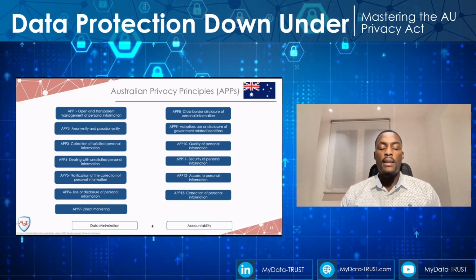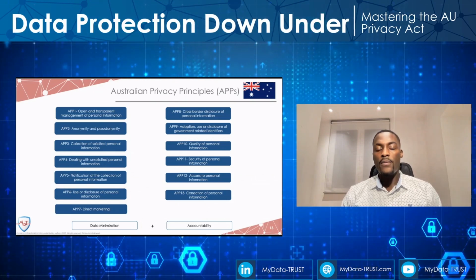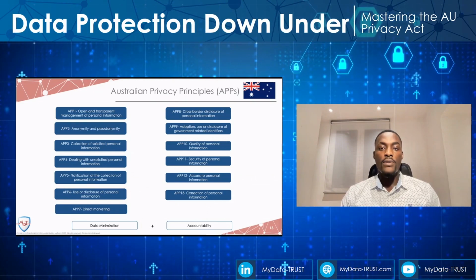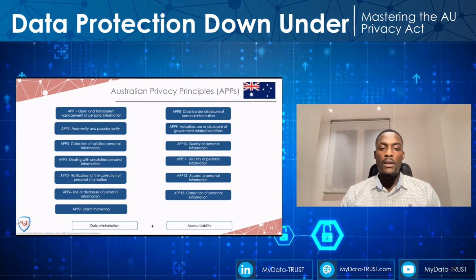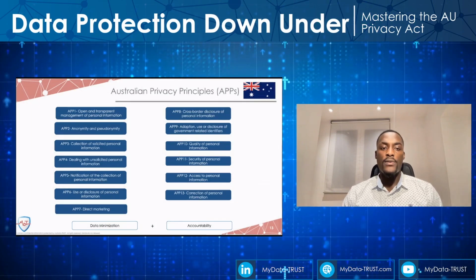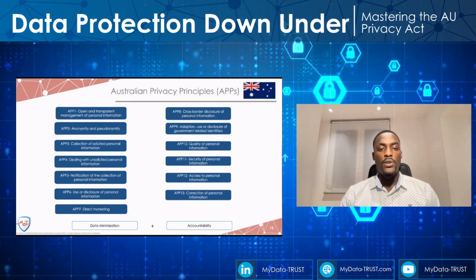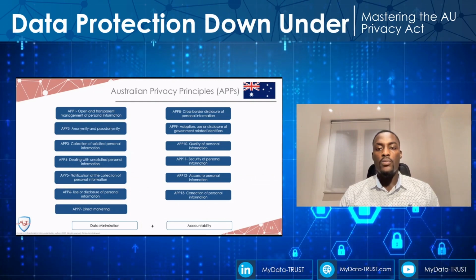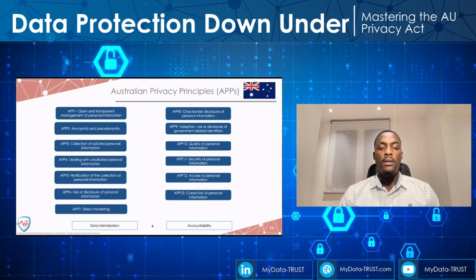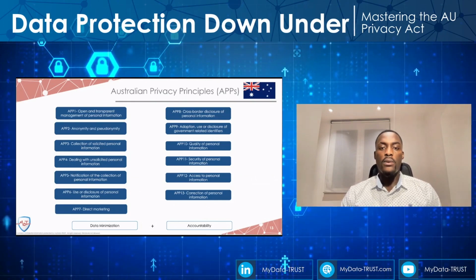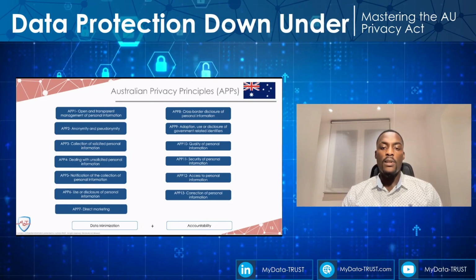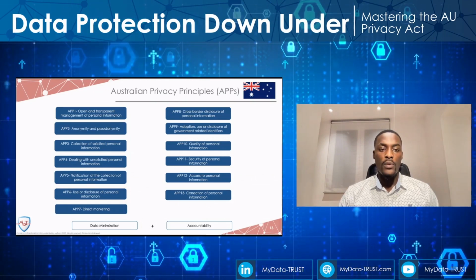So basically, if you are within the scope of the Privacy Act, you will have to comply with all of these 13 Australian Privacy Principles. For example, Australian Privacy Principle 1, open and transparent management of personal information, requires your organization to process personal information honestly, fairly, and openly. And this also includes having a really clear privacy policy that explains how your organization processes personal information.